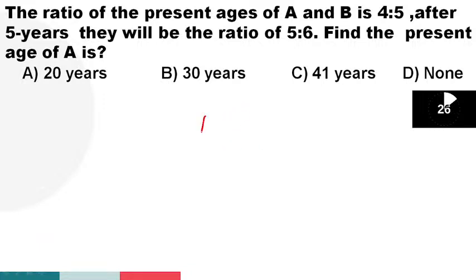So the given information: A is to B, the ratio is how much? 4:5. That means A is how many parts? 4 parts. B is how many parts? 5 parts. Their ages we don't know. Let x. Then 4x is to 5x. Read the next statement.